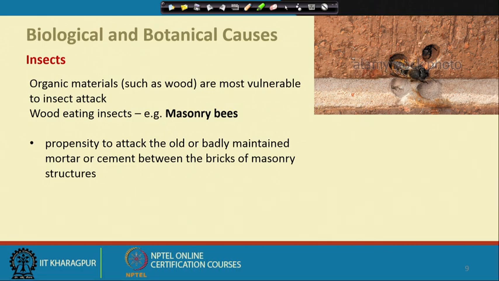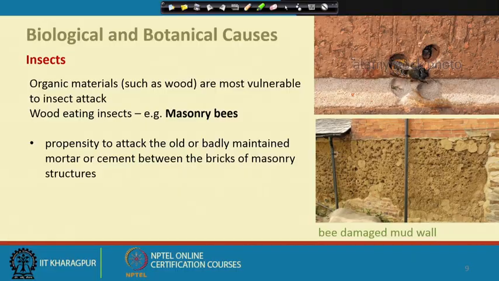As you can see, they generally prefer holes, and they have a propensity to attack old or badly maintained mortar or cement between the brick or masonry structure. When the cement or mortar joints are not properly maintained, they have a chance to come, and sometimes they try to make their habitat between tiles or in cracks or joints. The difference is that, unlike bats and others, they do not stay in a group. They live individually, make their own habitat, and have their breeding season, and until it is taken care of, it can cause further damage within the fabric.